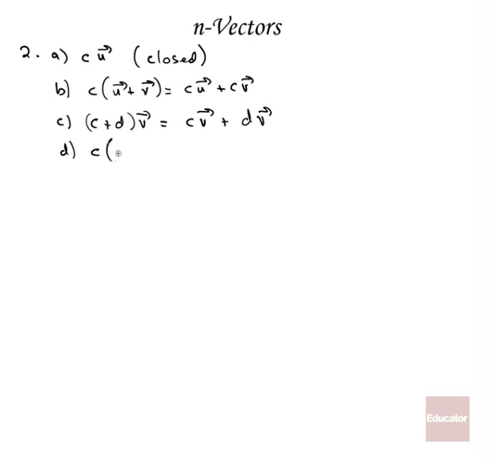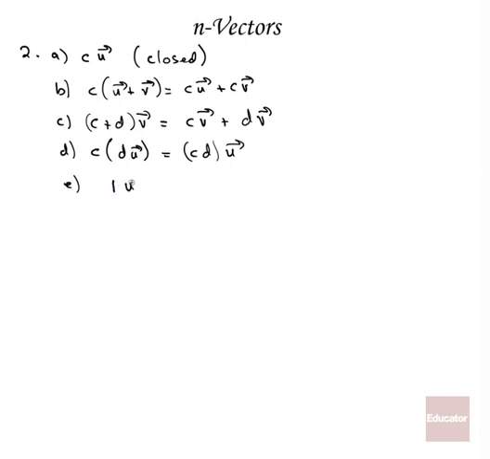And c times d times u equals cd times u. So if I have some vector, I multiply it by a number, and then I multiply it by another one, I can take the vector and I can just multiply the two numbers together and then multiply it by the vector. And again, all of these are very common properties that you're accustomed to.